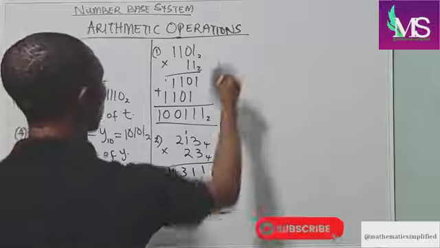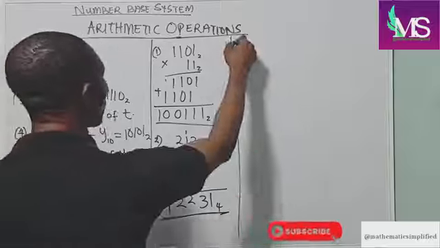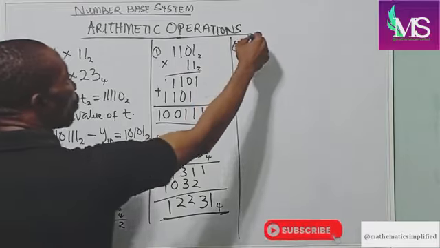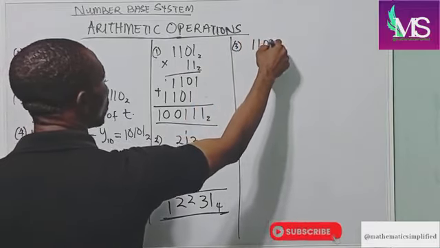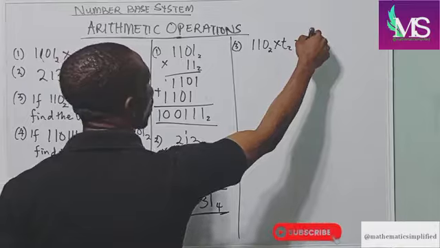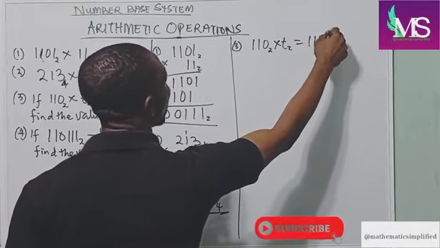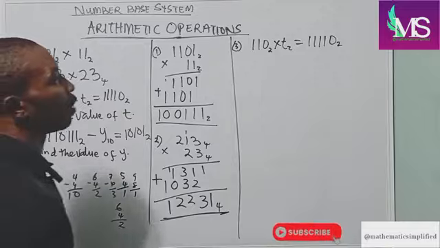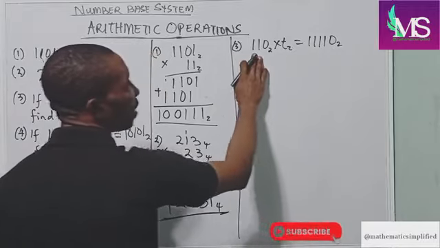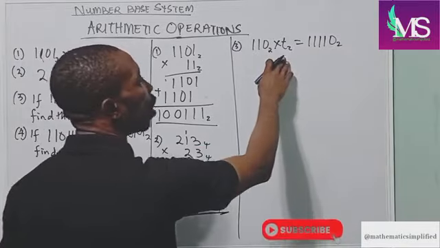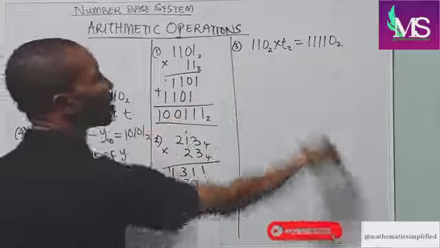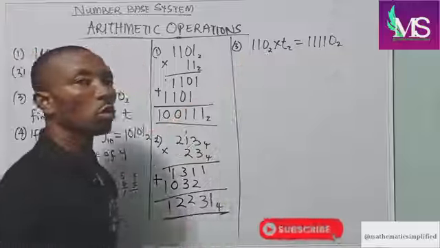Alright, looking at our third question, we have if 110 times t squared times t equals 11110 base 2, then we should find the value of t. Now, we can go ahead to do this divided by this to find the value of t, or we can convert this to base 10, convert this to base 10, then we convert back to base 2.